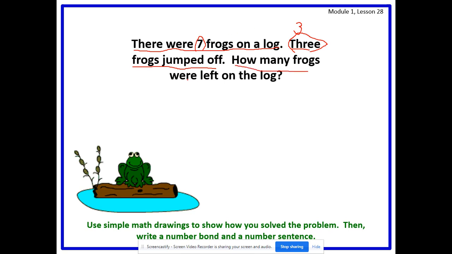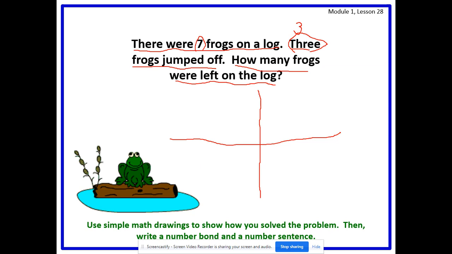How many frogs were left on the log? So we want to know how many frogs were left on the log. So let's go ahead and draw a math T-chart. Ready? I draw, you draw. So again, remember that we are going to start by drawing our picture. And it says, in our story, what did we start with? What number did we start with? Get ready. Yeah, we started with 7 frogs on a log.